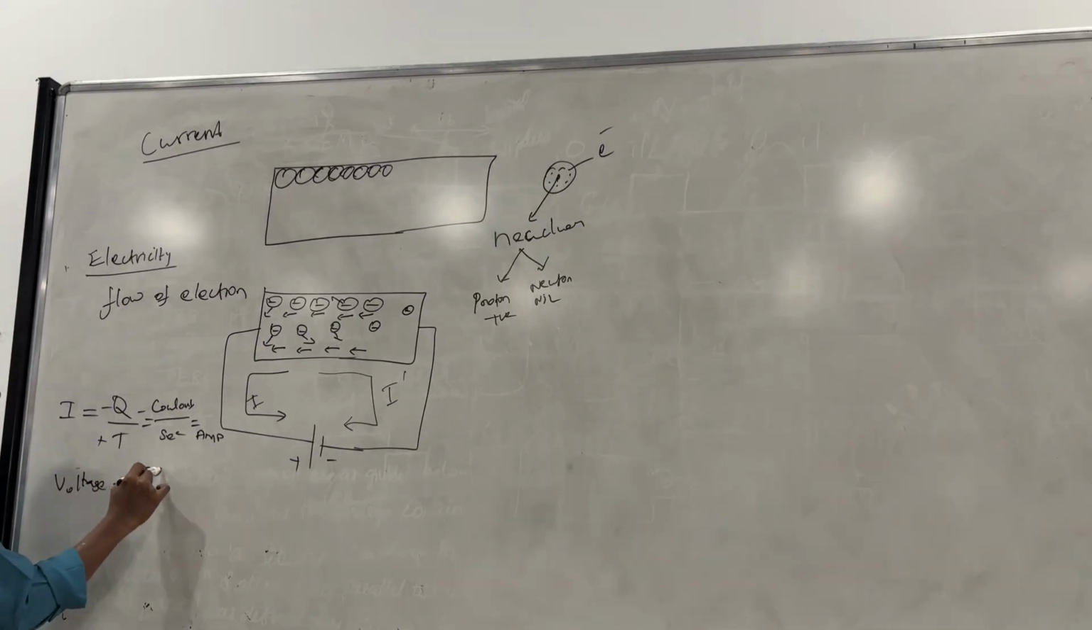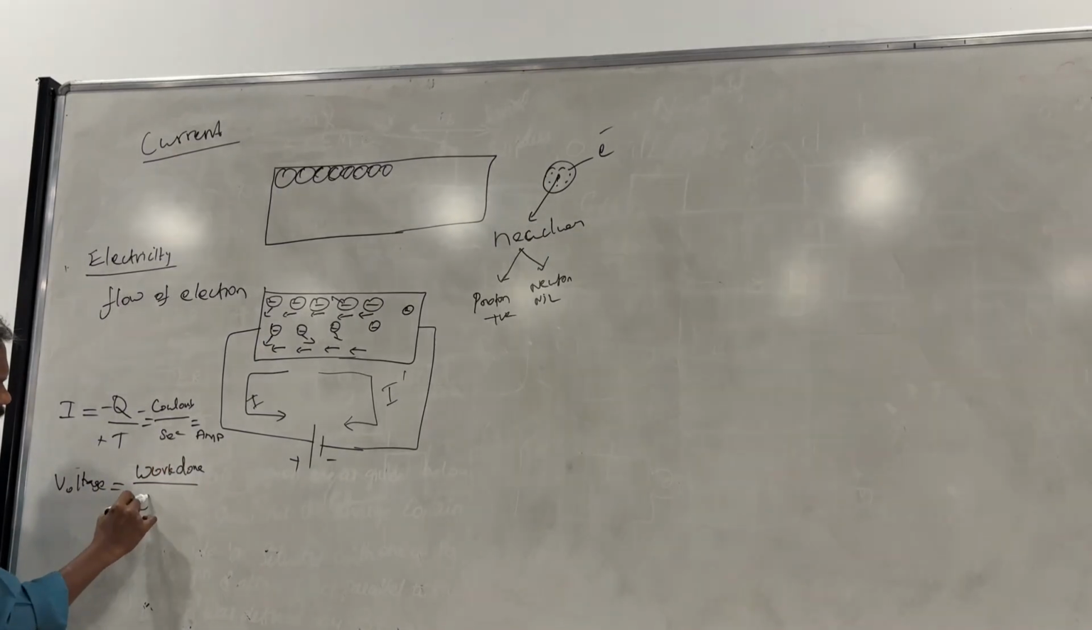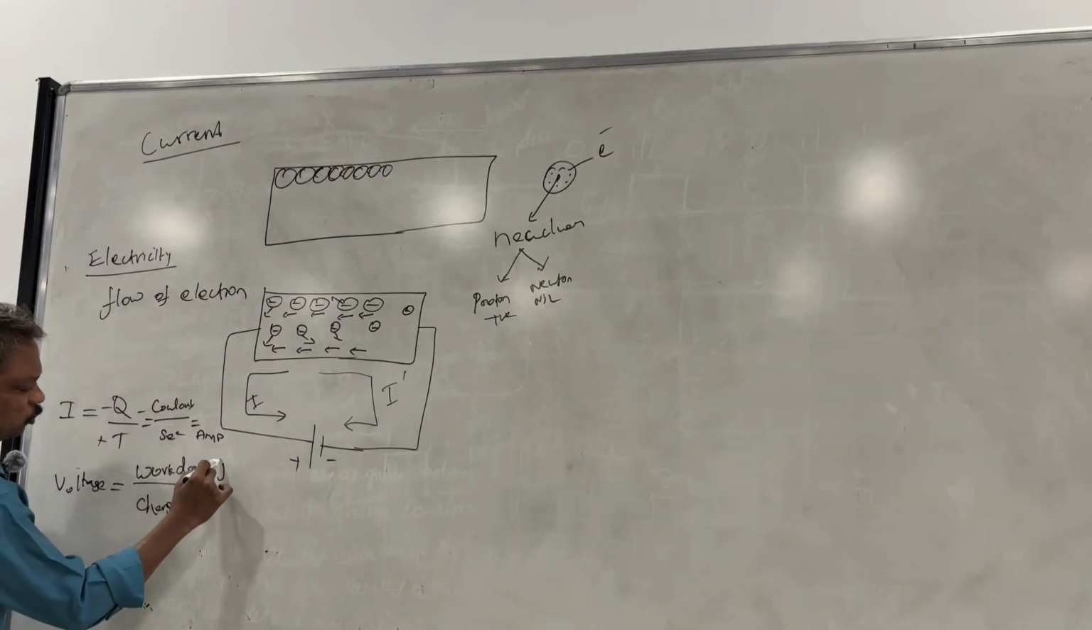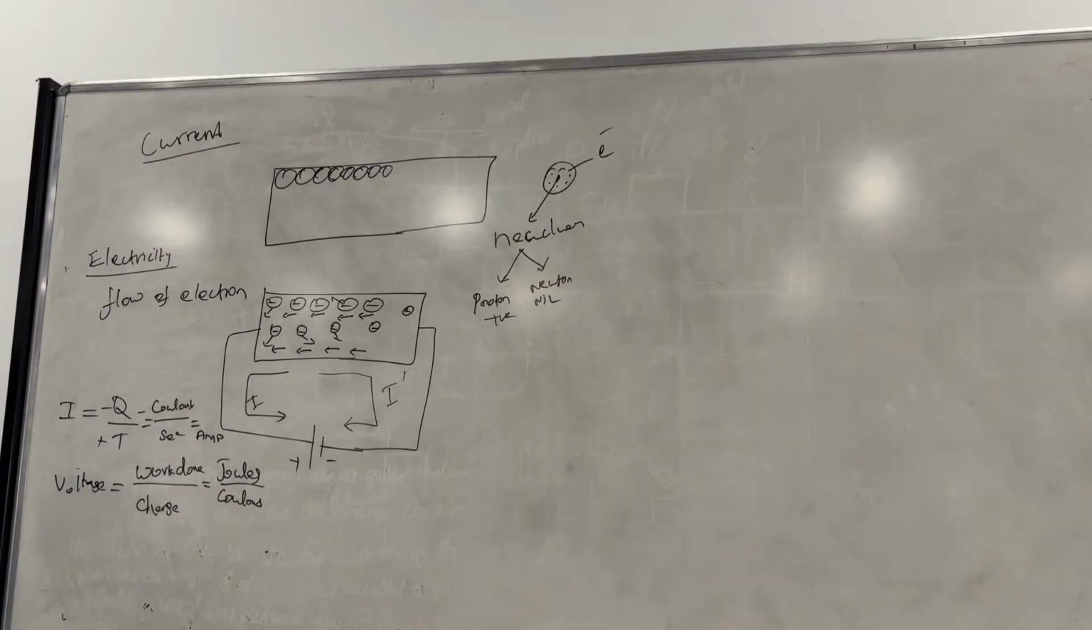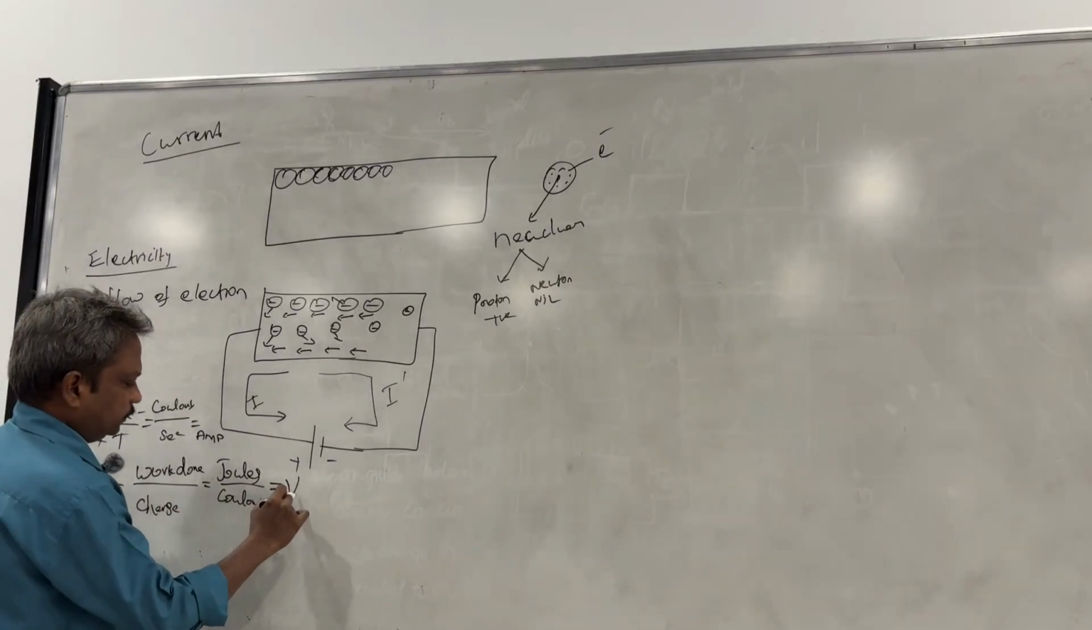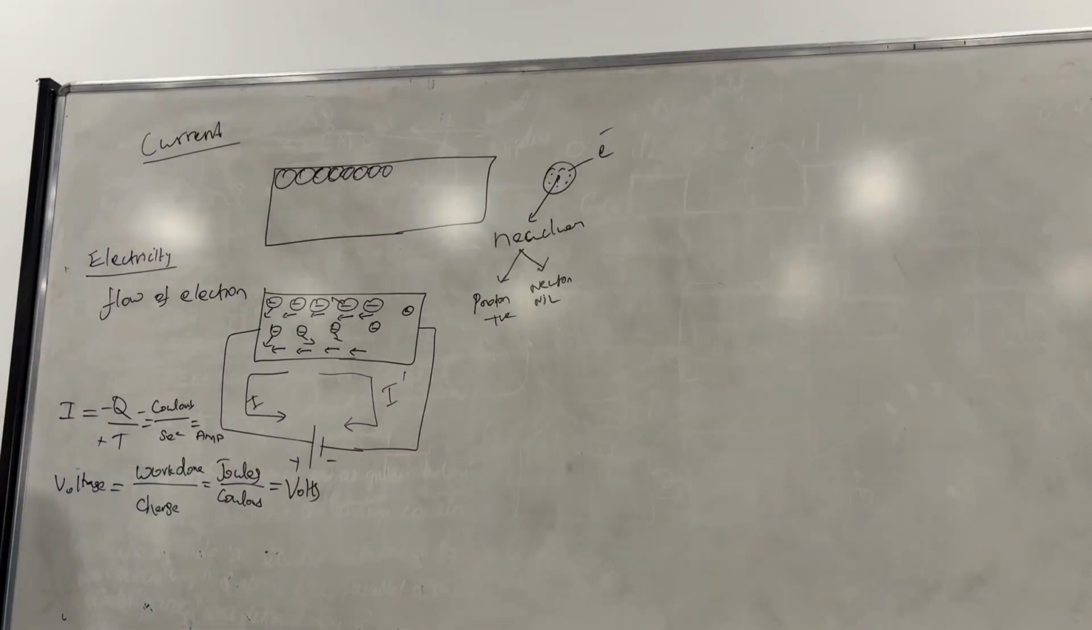Voltage is work done per charge. Work done is in joules, charge in coulombs, and it is denoted by the name of the scientist, volts. Power means what? Product of voltage and current. Considering direct current alone, DC alone, we will see AC later. Power equals voltage into current. We have discussed current and voltage.